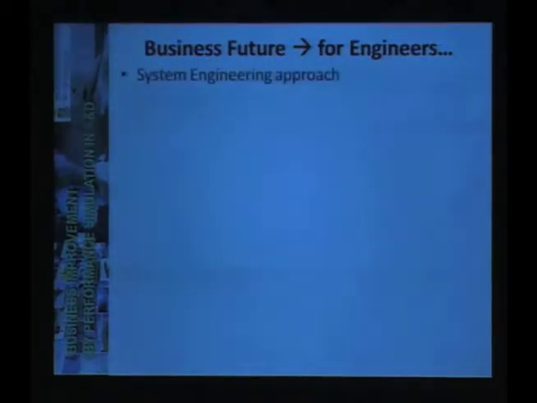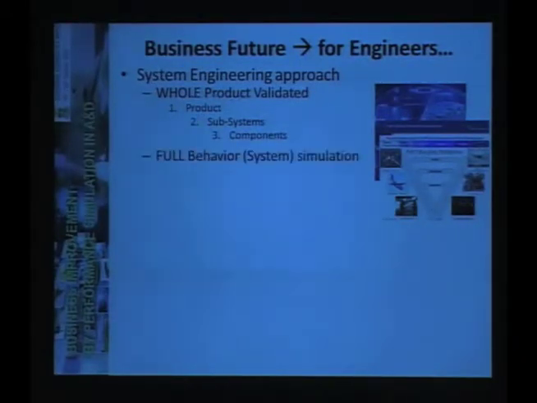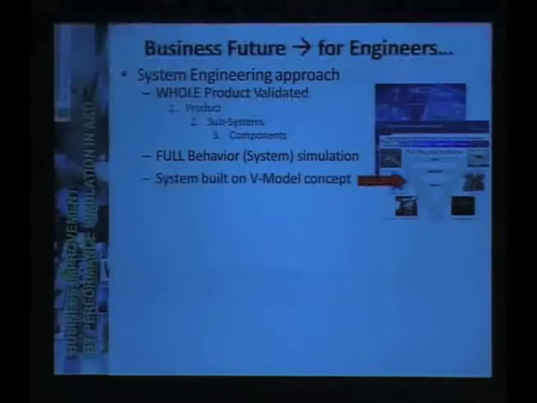What is the vision for the engineers of this business future? Well, first of all, as we have said many times, we need to simulate, to address the whole product needs to be validated. Validated means, of course, test. Test means real test or simulated. And through the whole product means that we have a product level, a subsystem level, or a component level. And again, the full behavior, the full physics that happen on this product have to be considered. And it's a system level approach.